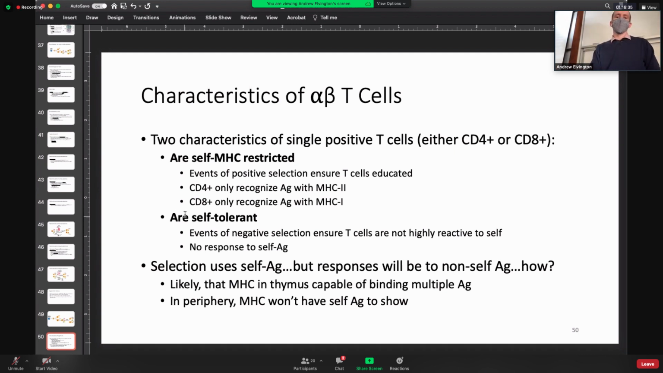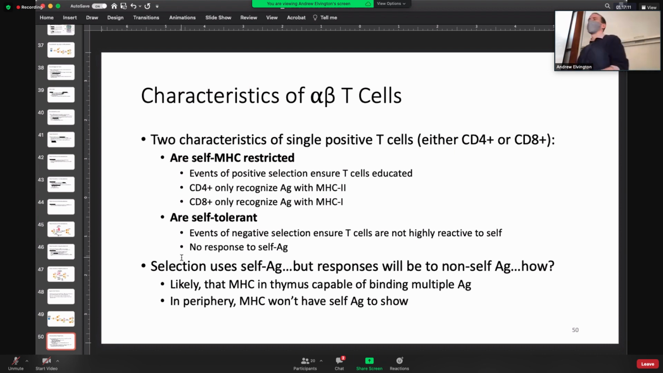Our single positive T cells are also self-tolerant, meaning should they see self-antigen, they should have a very low probability of responding, because negative selection should have gotten rid of most of those T cells that are strongly self-reactive. Do you think that actually happens all the time? All right, we know autoimmune diseases are a thing, and often that's because you have self-reactive T cells or lymphocytes of any type are able to escape these selection checkpoints.